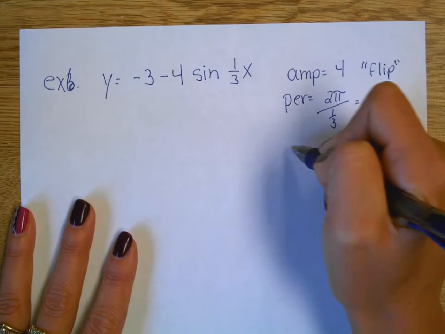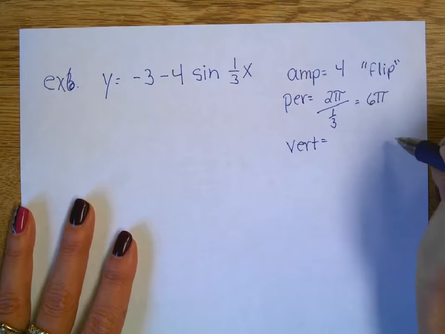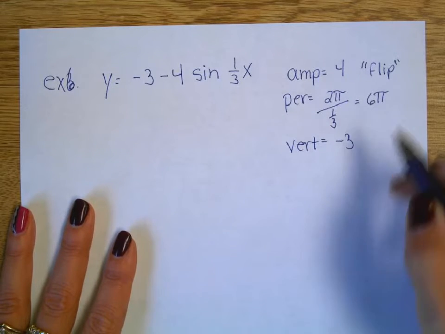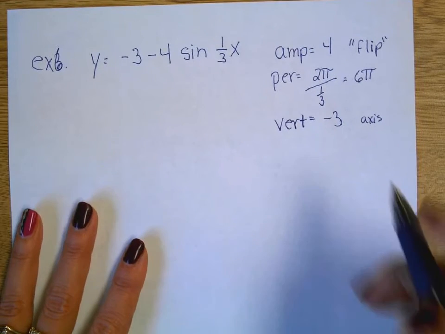I wanted that to be challenging. I'm disappointed. Vertical shift. I need to challenge you, so when they show up on the homework, you won't be complaining. -3. So that means our axis is down here at -3.